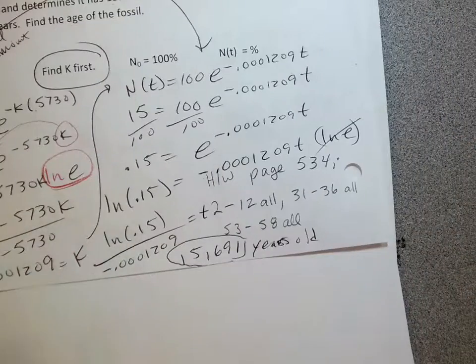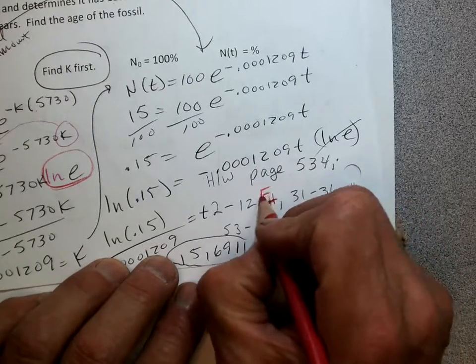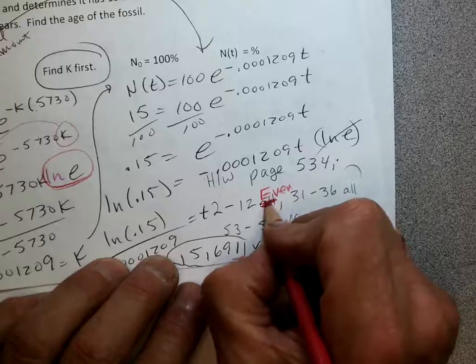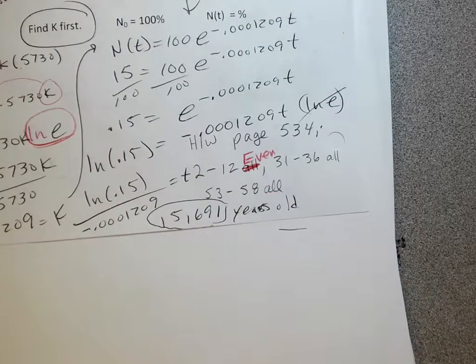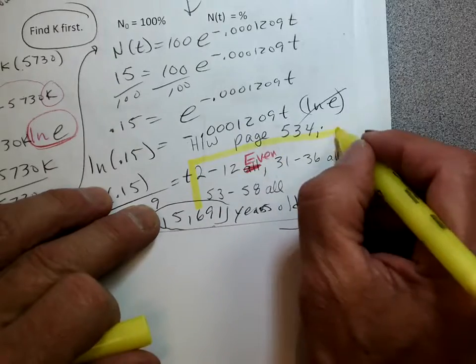Okay, I did make one small adjustment for second period. I made this evens here. Okay, I did make that evens, okay? We highlight it. So here is our assignment.